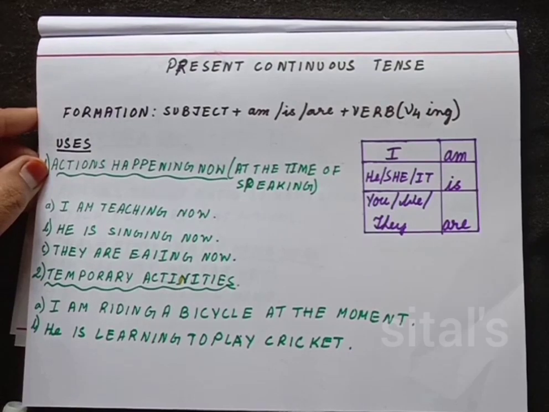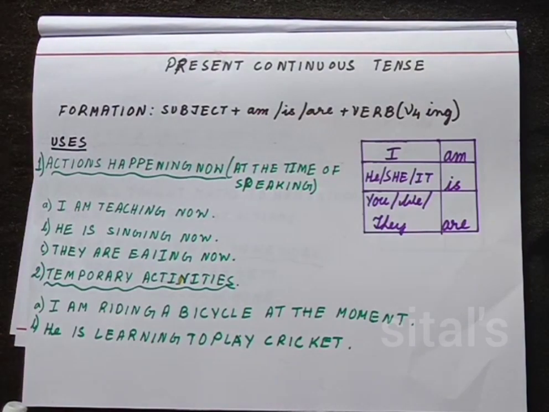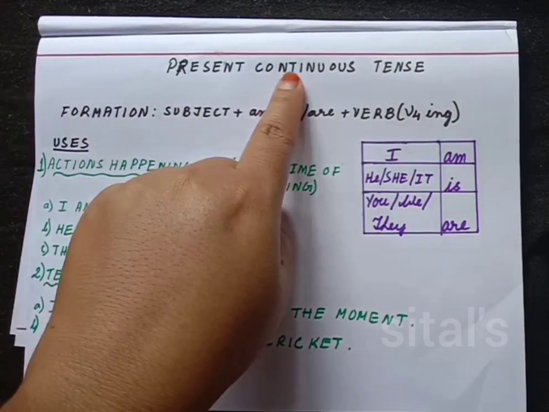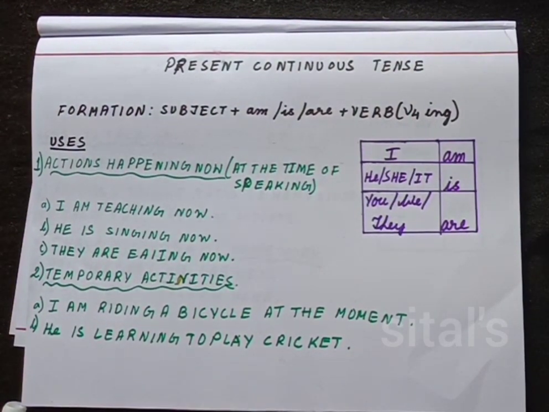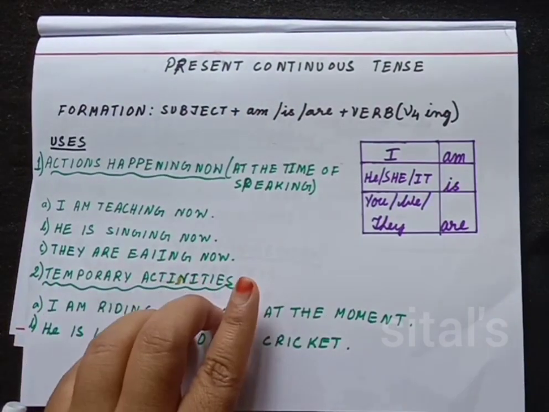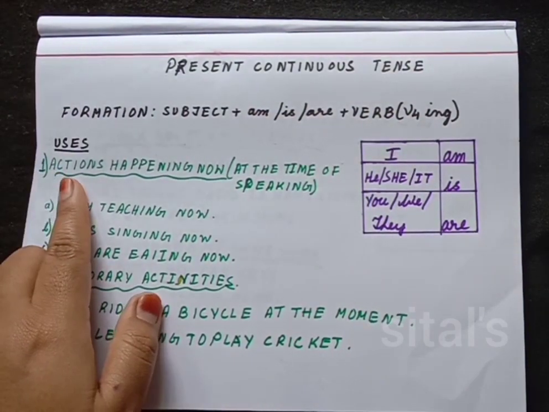We use the present continuous tense to talk about actions happening now at the time of speaking. So at the time of speaking, whatever action is going on, in order to talk about the actions that are happening at the time of speaking, we use the present continuous tense. For example, I am teaching English now. So right now, while I'm talking, I'm teaching English. So in order to state this continuous action that is happening presently, we use the present continuous tense. All right, for actions that are happening now.